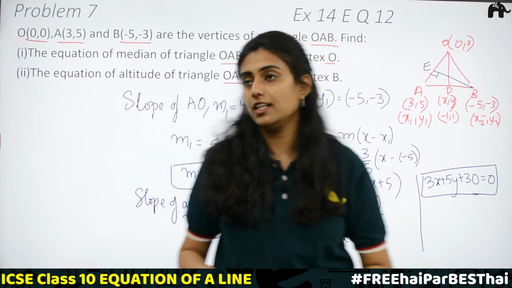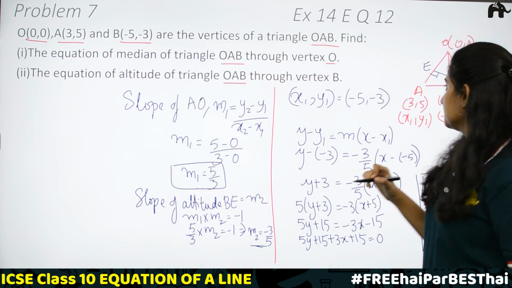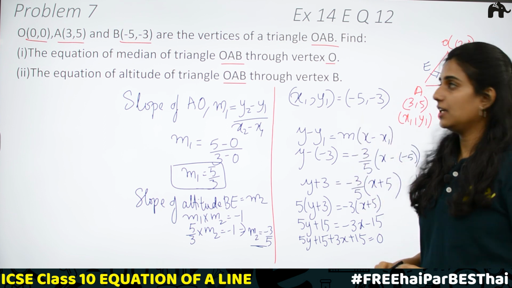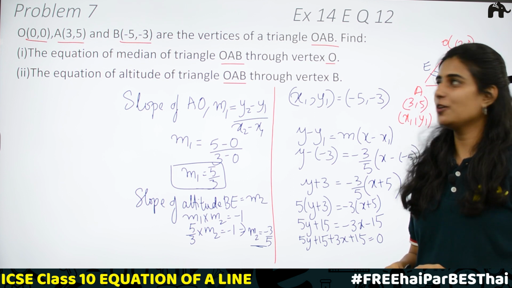Understood? First, we are finding the slope of BE by finding the slope of OA. After that, we are using the point slope formula to find the equation of altitude. Understood this? Let's move on to the next problem.